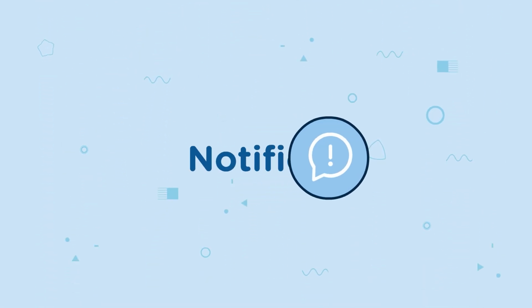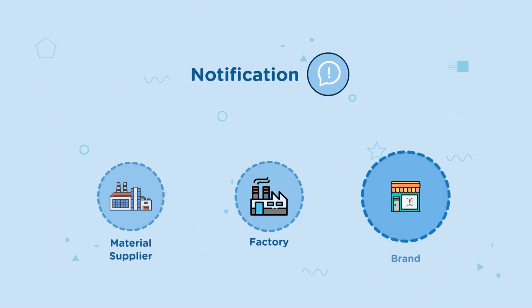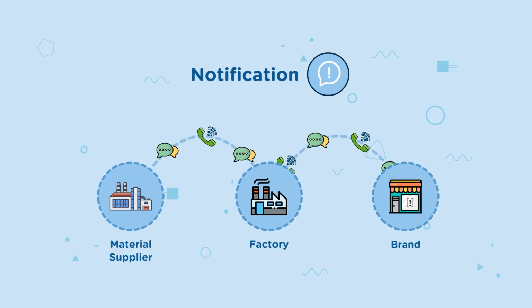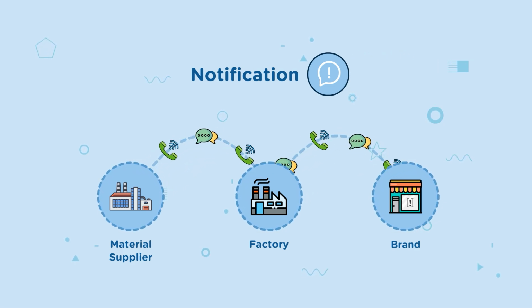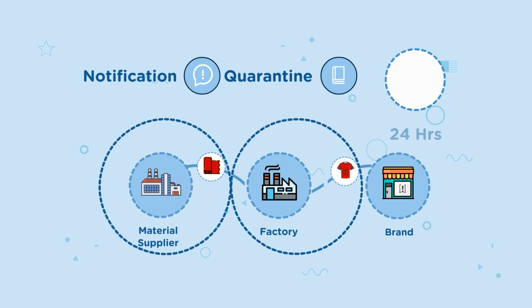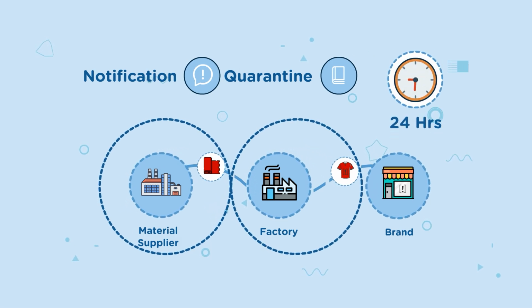The second step is to notify the different stakeholders that the material or product has failed. A factory should communicate to the brand. A material supplier should communicate to the factory. This way, the next partner in the supply chain knows that there is a failure. They also need to quarantine any affected product. The quarantine and notify steps should be done as quickly as possible, ideally within 24 hours.